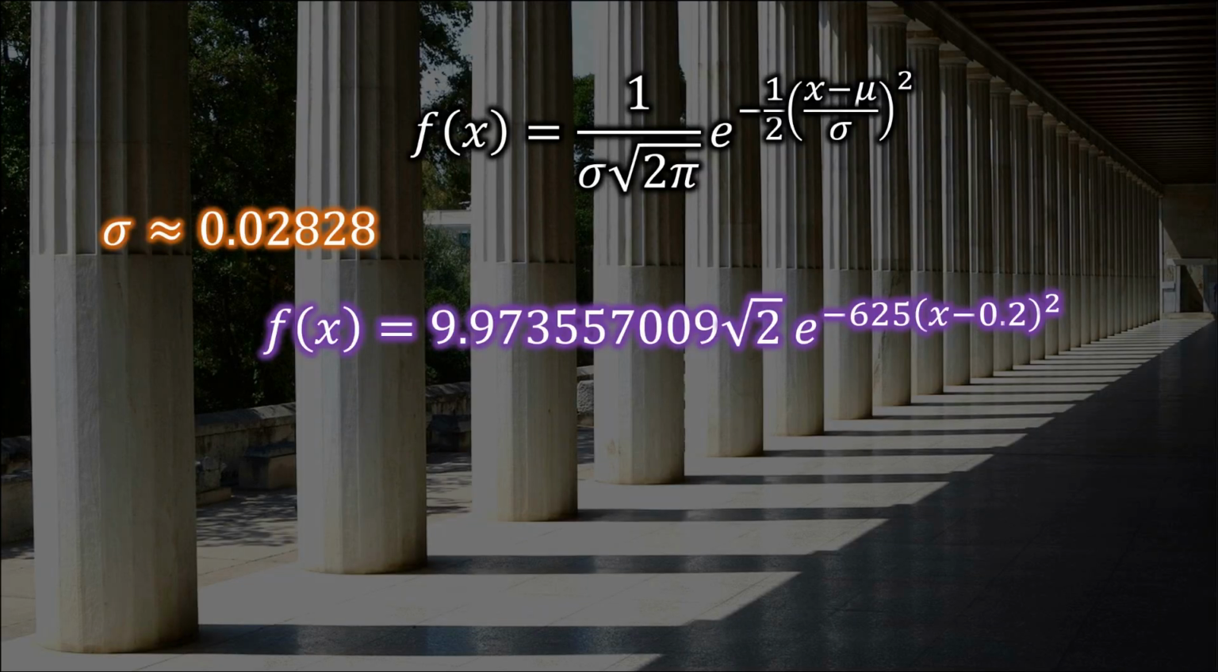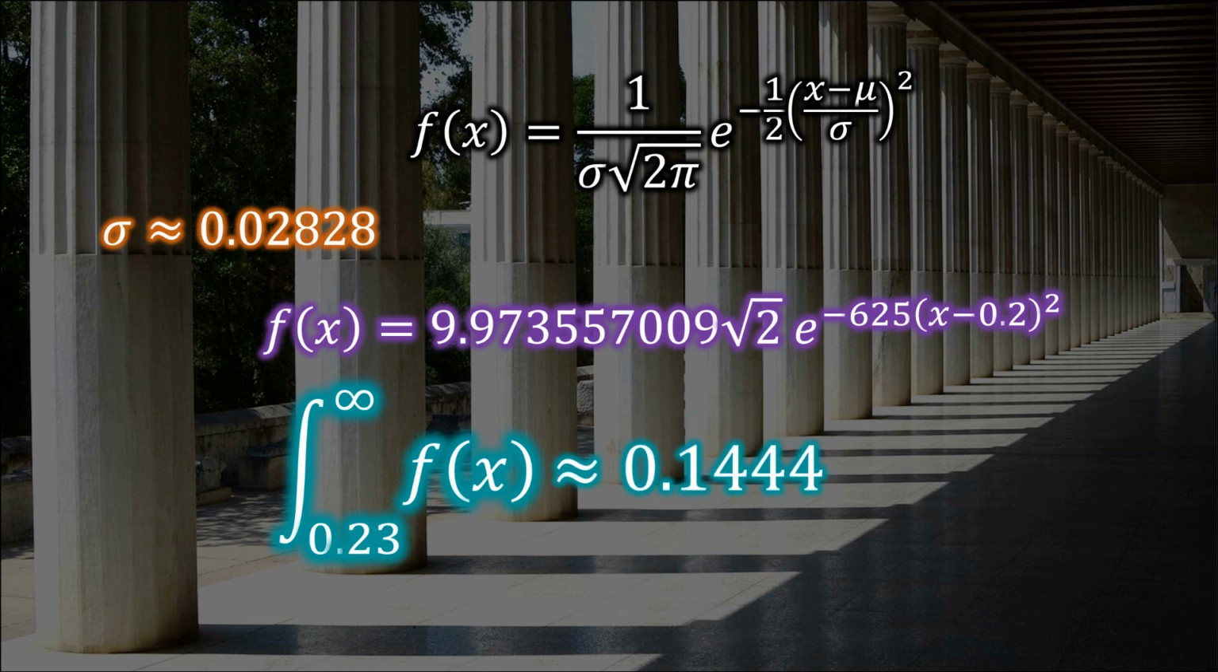23%. But the area under the curve that's at least 23%, well, that's the definite integral. In this case from 0.23 to infinity of f of x, and we haven't really talked about that scenario, but we will. I want that area under the curve. It'll give me an idea of how likely this is. And in this case, if you work out the area under the curve, it works out to be about 14.44%.